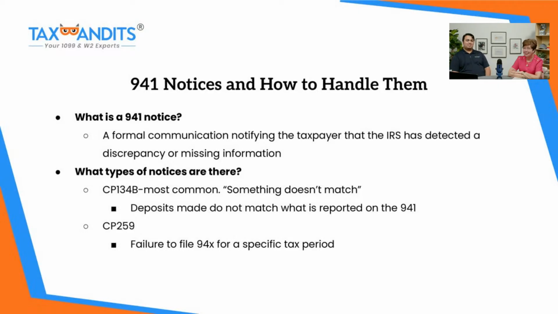So some common notices are the CP134B, where something doesn't match. This could be a deposit that was not reported according to what the IRS has. And another one is the CP259. It's a failure to file, typically with 941s, but it can also apply to other forms in the 94X series. And it's just a notice saying, hey, we don't have this in our records, and just letting you know that.